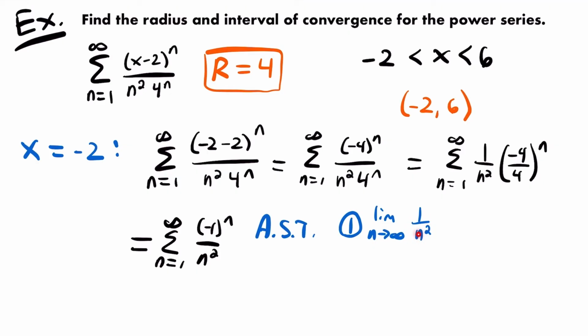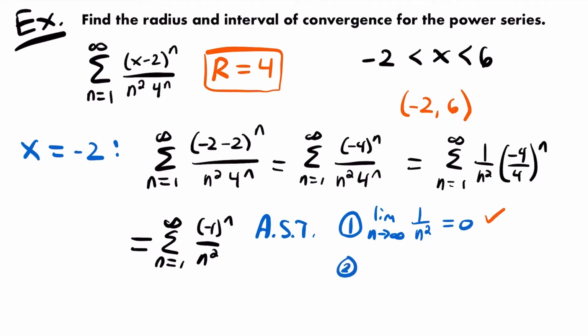Now for this limit, as n approaches infinity, we're squaring that value. So this denominator is increasingly getting larger. The denominator is approaching infinity. And so we have 1 divided by infinity, which we know is equal to 0. So this limit is equal to 0. So the first requirement of the alternating series test is met.